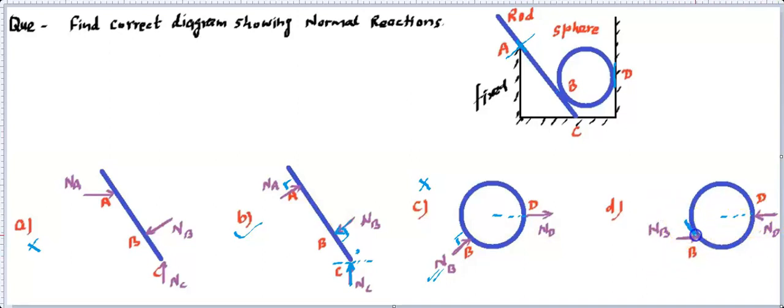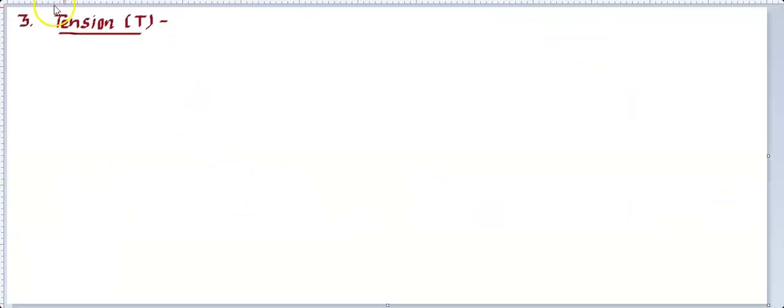Because it has to be perpendicular to this tangent and toward the center, but it is horizontal. So this normal reaction at B is shown wrongly, hence it is wrong. So finally the answer becomes option B, which many of you have said is correct. Now let's move forward and talk about other forces.